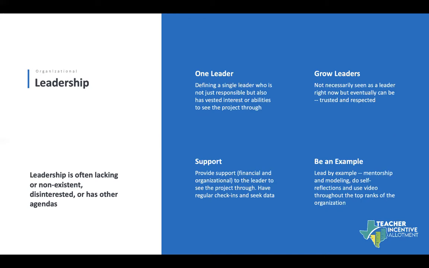Leaders can be grown within the organization. It's not necessary, for example, to select somebody at the district level who is already in a senior leadership position. It could be one of the teachers, it could be one of the coaches, somebody who is trusted and respected by the people who will be participating in the program. Another important thing is for the executive leadership to provide support for the leader of the video program. It comes both as financial support and as organizational support. Both are very important to see the project through and make sure that it succeeds.